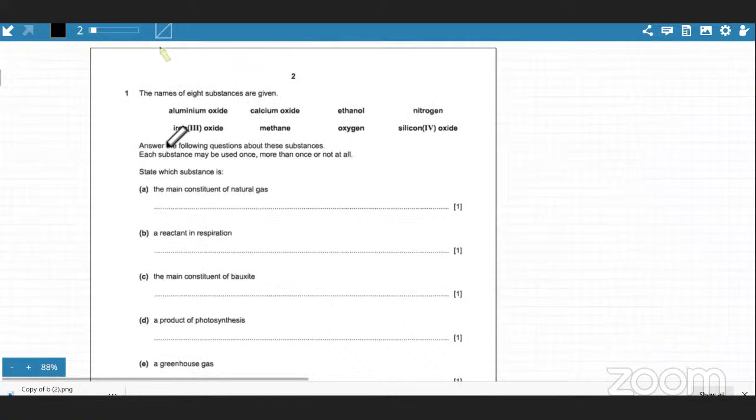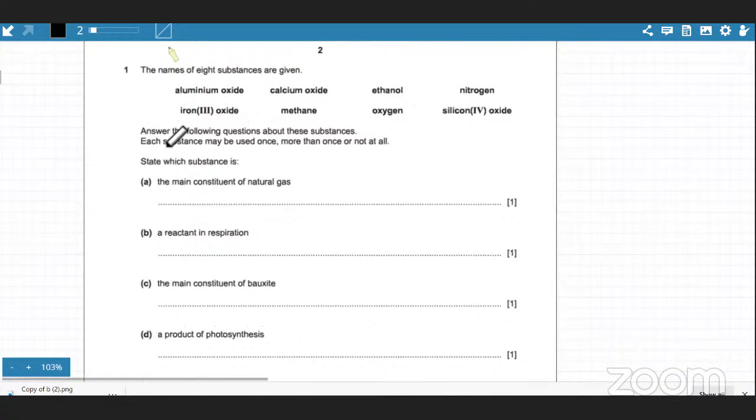The first question: you're being asked to name eight substances that are given. All of them are different compounds. The first question is which is the main constituent of natural gas, and that is methane, which is provided over here. Methane is CH4, so we'll write methane. So that's done. The next one is a reactant in respiration.